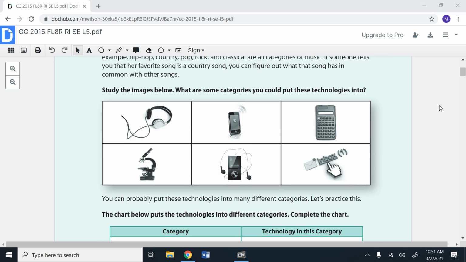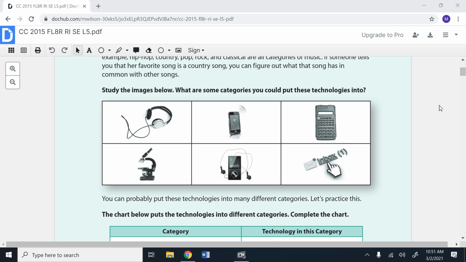So it says study the images below. What are some categories you can put these technologies into? So we see a couple of images. We have headphones, a cell phone, a calculator, a microscope, an MP3 player, and an email inbox. Now you can probably put these technologies into many different categories.